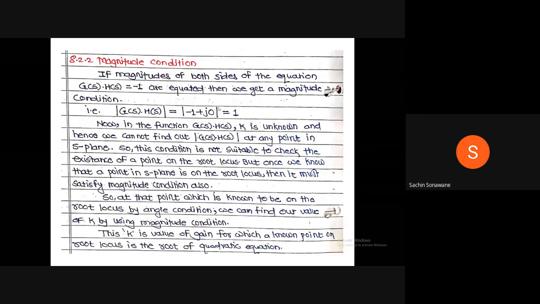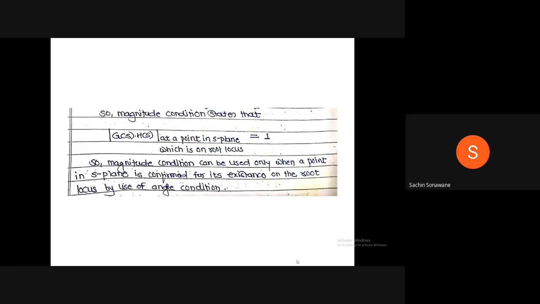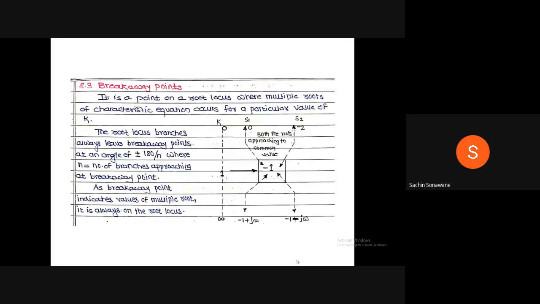But once we know that a point in the S plane is on the root locus, then it must satisfy magnitude condition also. So at that point which is known to be on the root locus by angle condition, we can find out value of K by using magnitude condition. This K is value of gain for which a known point on root locus is the root of quadratic equation. So magnitude condition states that mod of G(S)H(S) at a point in S plane which is on the root locus is equal to 1. So magnitude condition can be used only when a point in S plane is confirmed for its existence on the root locus by use of angle condition.